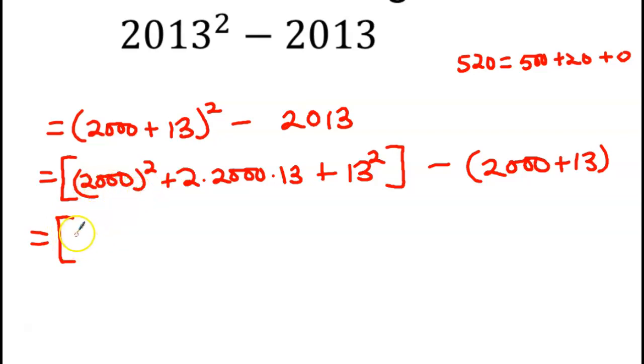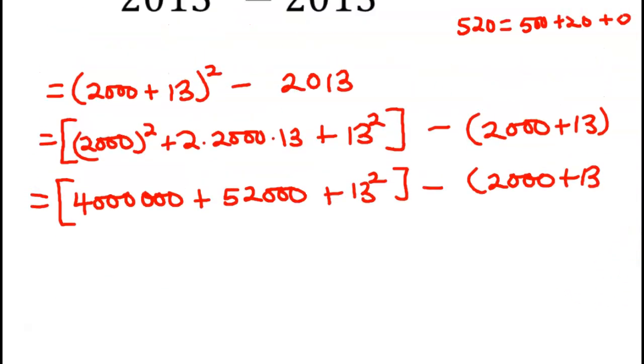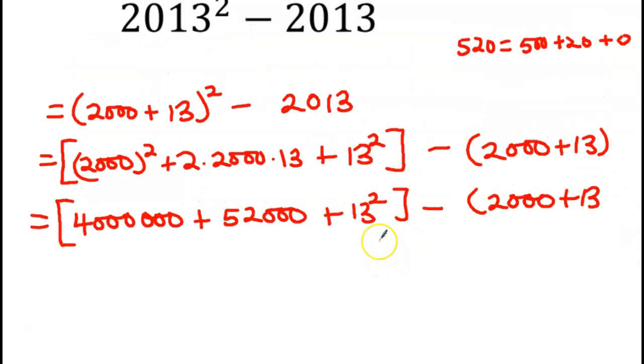So 2000 squared is 4 million, plus 2 times 2000 times 13, we have 52,000, and then we have 13 squared minus (2000 plus 13). Now remember, if you are using manual calculation and you want to add figures, you add the thousands alone, you add the tens, you add the units.